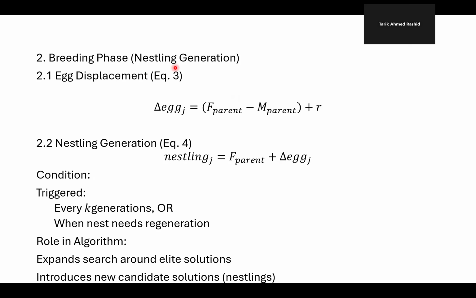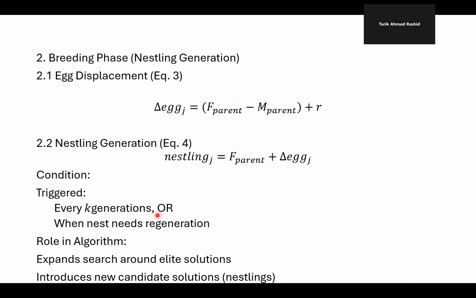Now, the breeding phase, where we have nestling generation. The breeding phase is before running the algorithm, before the initialization. So we have equation 3, egg displacement, delta egg, which is produced by the difference between the female parent and male parent plus the R that we talked about. And nestling generation, which is the solution, or nestling, equal to the female parent plus the delta egg.